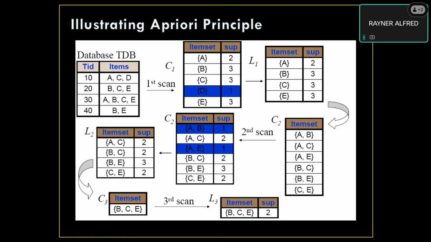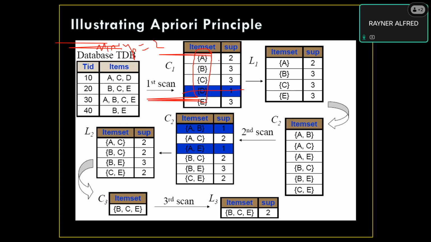Okay, we look at another example here. For example, like this. The first scan is we list all the items. For this one, the minimum support is 2. Minimum support is 2. So we ignore this one.